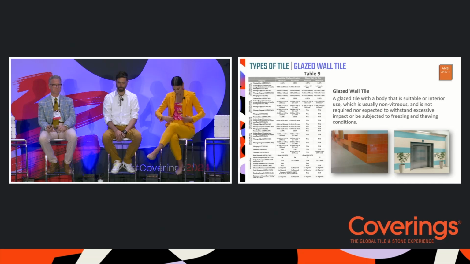When we talk about aesthetic characteristics, one of the things about a glazed wall tile is you've got a very consistent look, or you can have that if that's what you're going for. So that orange tile on the screen, it's very consistent from tile to tile.